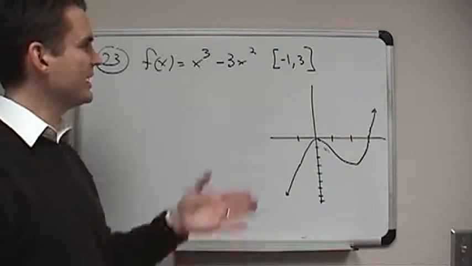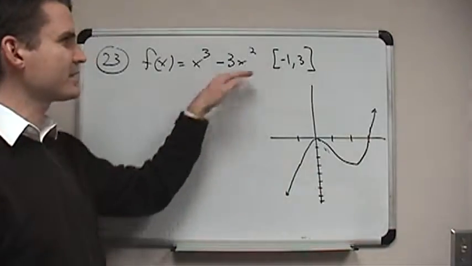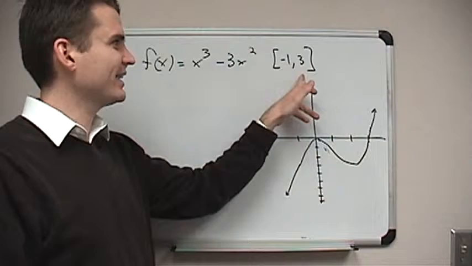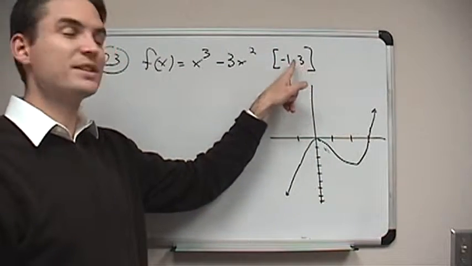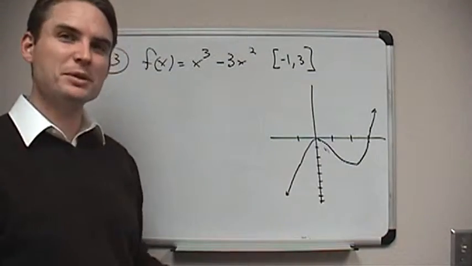So here's the idea. When you take a function that doesn't have any breaks or anything unusual going on, a nice, smooth, continuous function, and you chop it off, so you only look at it in a closed interval, so starting at -1 and stopping at 3, these are x values, there will be an absolute maximum and there will be an absolute minimum.